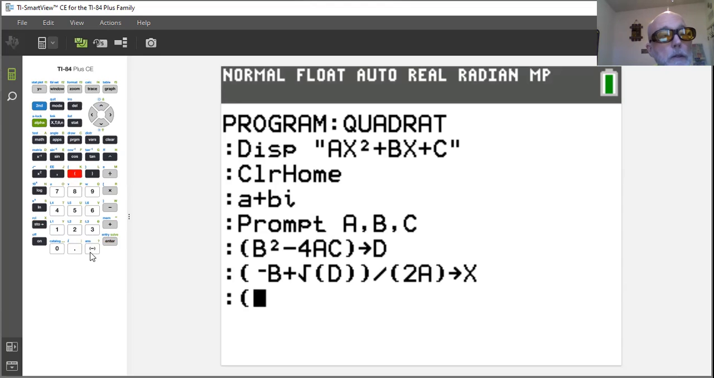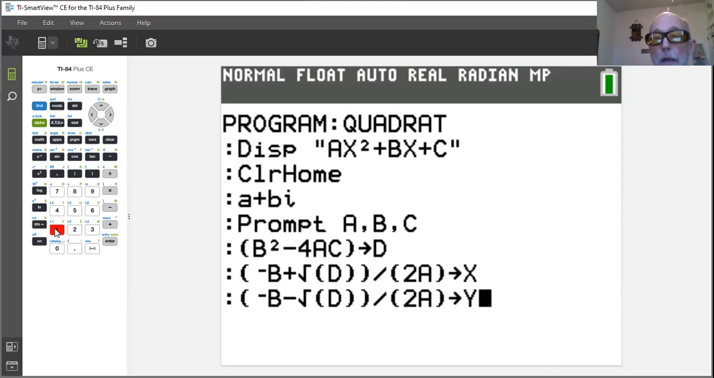So I have a parentheses, negative, alpha b. This time we're subtracting the square root of alpha d. That's the discriminant. And then we have to divide the whole thing by 2a, 2 alpha a. Close that parentheses and store that in a different memory location. Let's do Y. How about that? Ta-da! Okay. Now then, we want to be able to see that answer. And so we're going to hit enter.